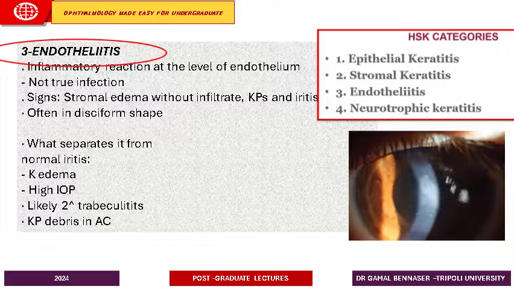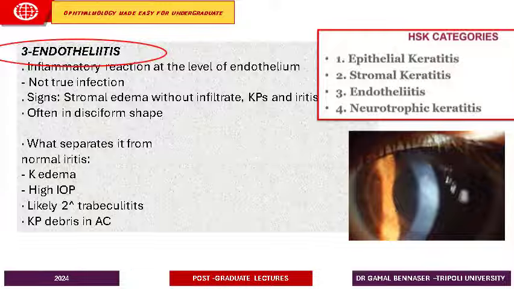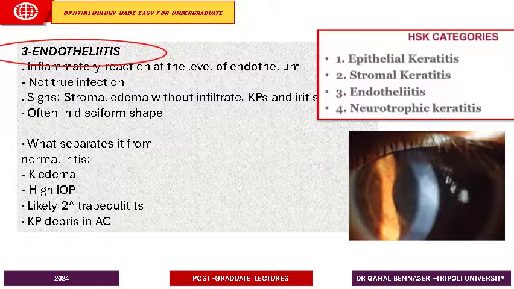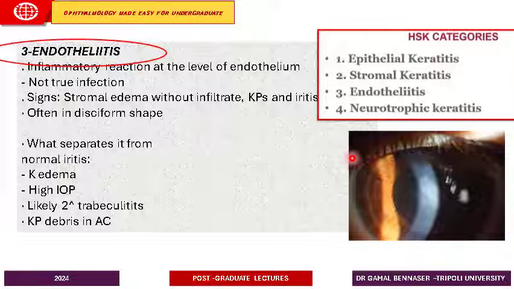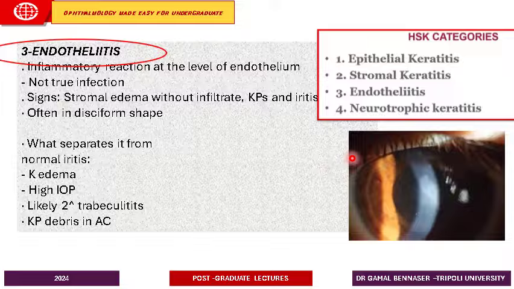The most common form of endotheliitis is disciform keratitis. However, we have other varieties, which are the diffuse form or the linear form. I will speak about them later. So the endotheliitis is characterized by the presence of a patch of stromal haze, and you will find fine KPs, and also you will find corneal edema over the disc of the keratitis. Now, the presence of KPs and the iridocyclitis raises the suspicion of the presence of trabeculitis, and most likely the IOP will be elevated.